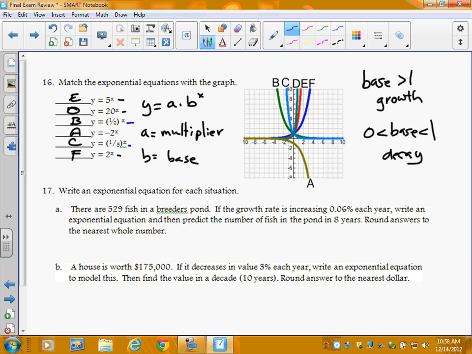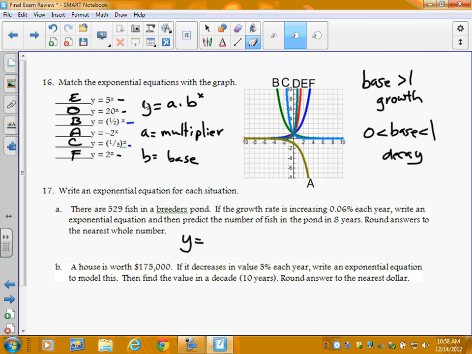There are 529 fish in a breeder's pond. If the growth rate is increasing at 1.06 per year, write an exponential equation to predict the number in 8 years. So y equals, what does it start out with? 529 fish.